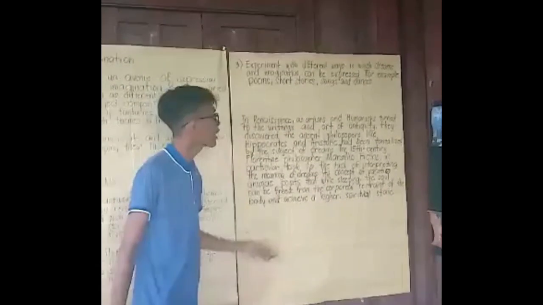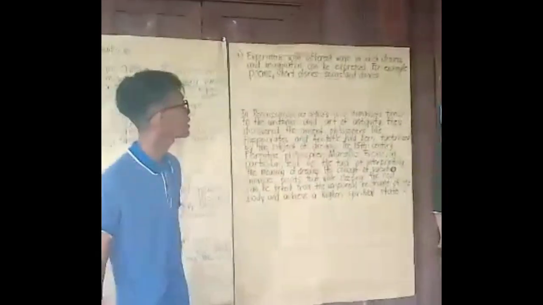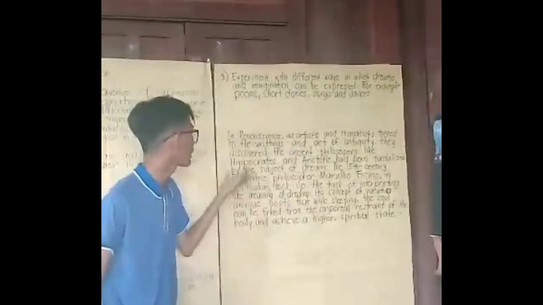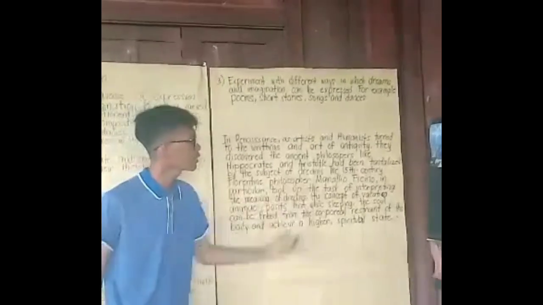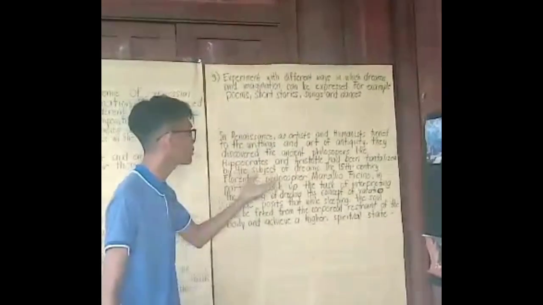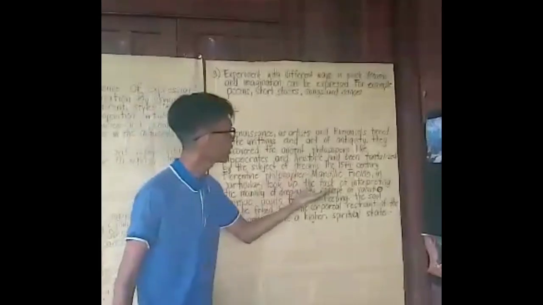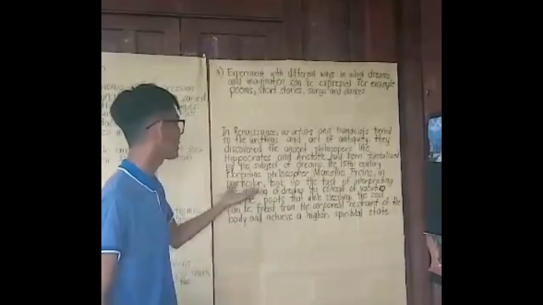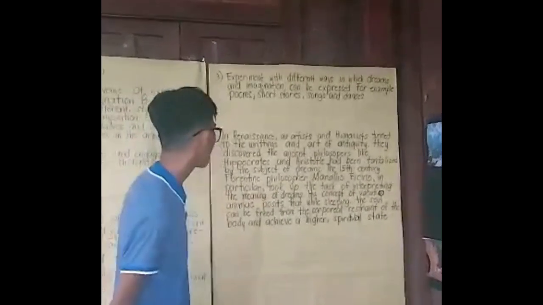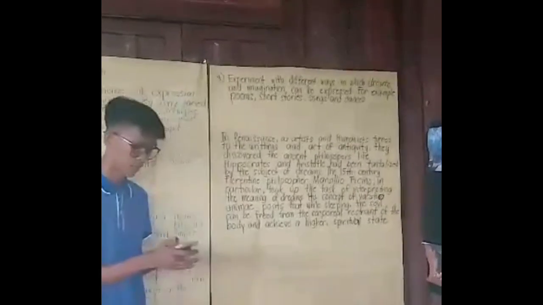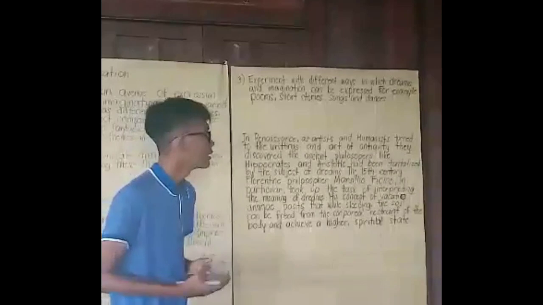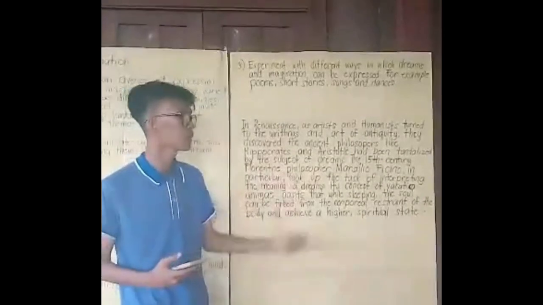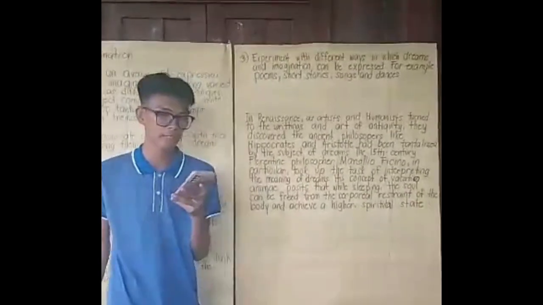In the Renaissance, as artists and humanists turned to the writings and art of antiquity, they discovered the ancient philosophers like Hippocrates and Aristotle had been tantalized by the subject of dreams. The 15th century Florentine philosopher Marsilio Ficino in particular took up the task of interpreting the meaning of dreams. So, who is Marsilio Ficino?